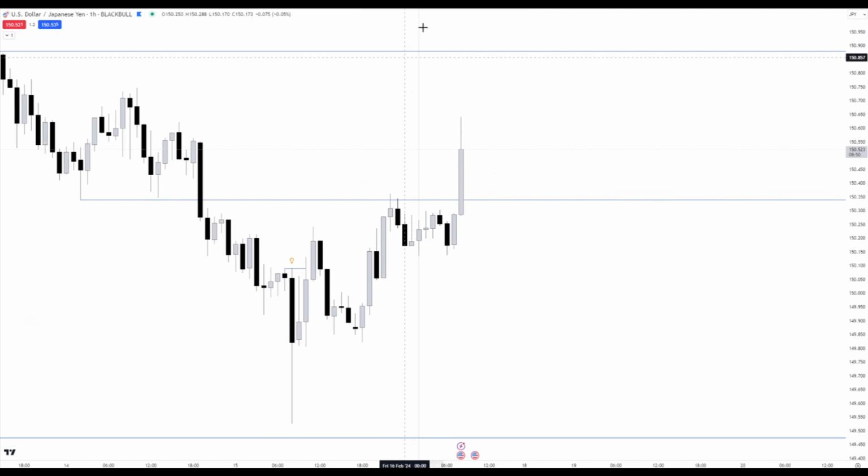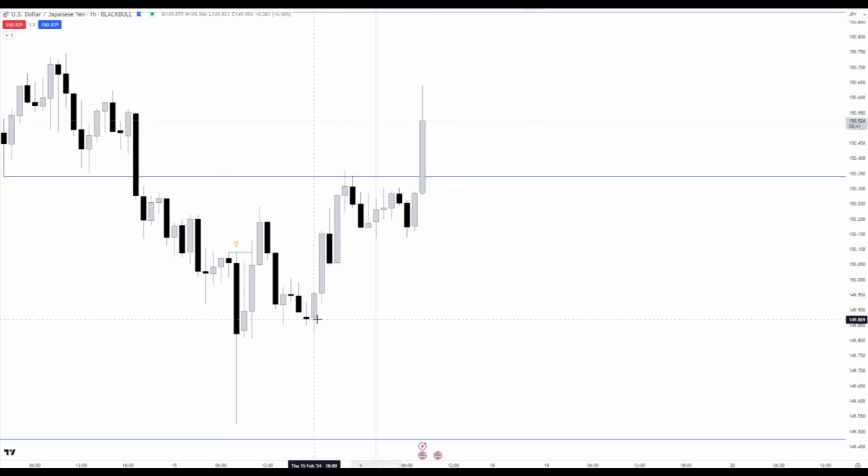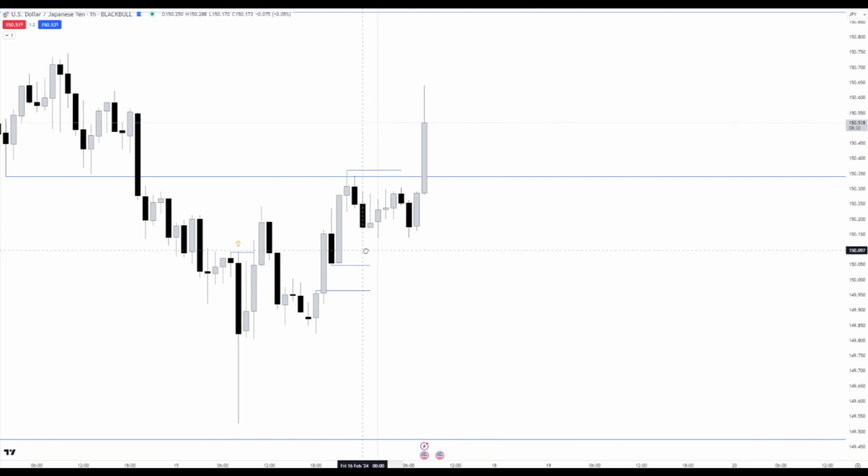As I saw this 5-minute market maker buy model being completed, I was looking on this side of the curve for some opportunities to enter to complete this model here. So I saw a fair value gap being open here, but then I saw this gap here. So I thought, okay, this fair value gap turned out to be a breakaway gap, so price will not come here and will respect this gap first.